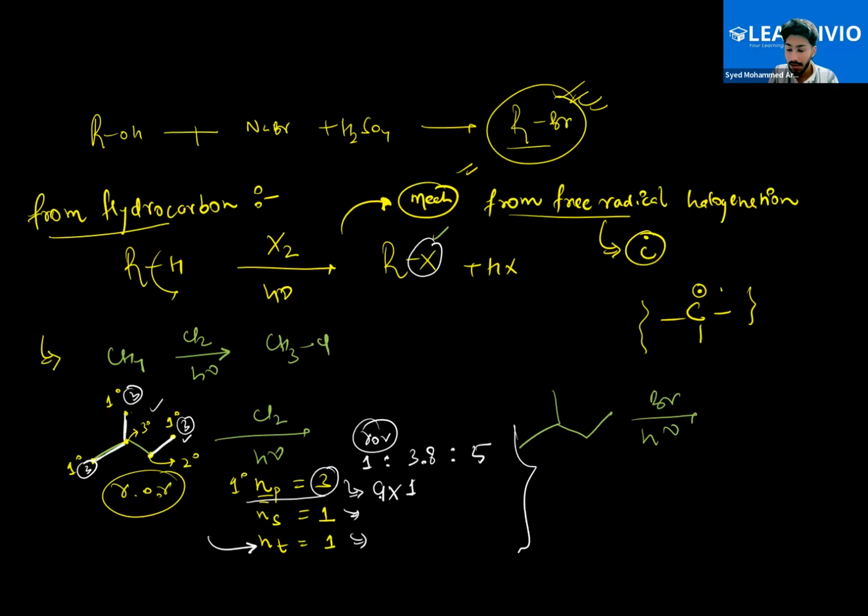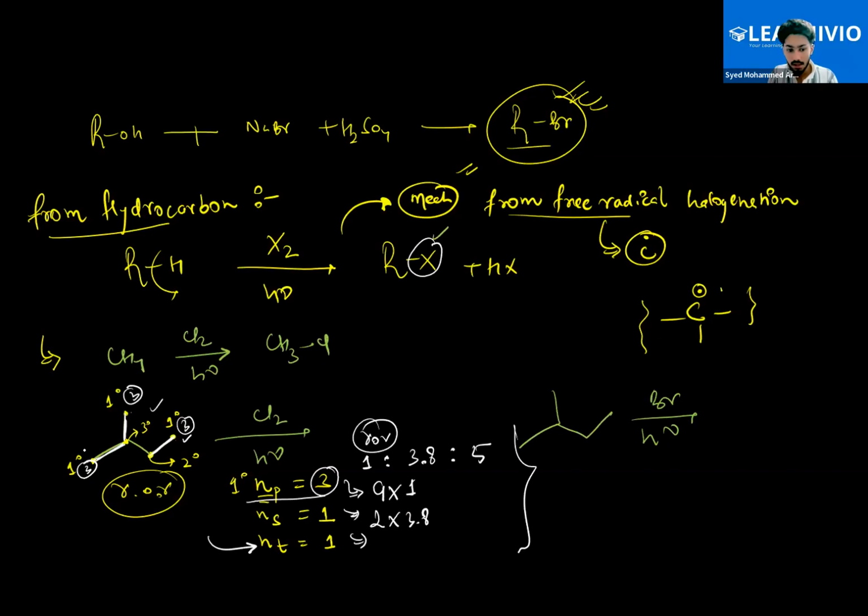Are you getting my point? I have done this mistake intentionally in order to tell you that you shouldn't make this type of mistake. You need to multiply this reactivity with the number of hydrogens, not the carbon. So here 2 degree carbon is 1. How many hydrogens are here? 2, because the 2 valencies are filled up with the other carbons, and the 2 valencies left will be filled with hydrogen. So 2 multiplied by 3.8.